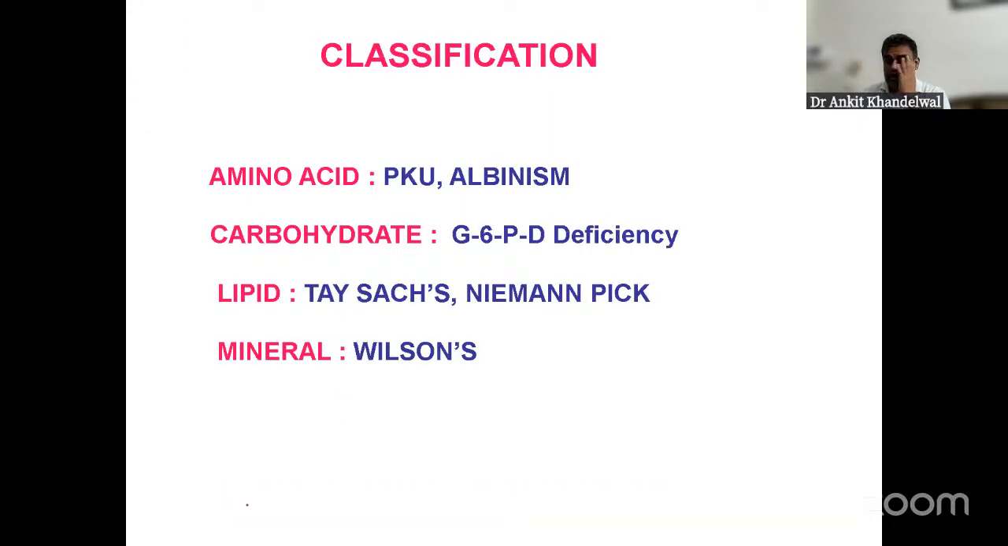Classification: these are all the different disorders. In amino acid disorders, we have PKU. What is PKU? Phenylketonuria. You'll study it in detail in your biochemistry, and later in your second and third year as well, but in the first year you'll study it in detail in biochemistry. Albinism. In carbohydrate disorders, you have glucose-6-phosphate dehydrogenase deficiency. In lipid disorders, we have Tay-Sachs disease and Niemann-Pick disease. In mineral disorders, we have Wilson disease. Mainly, Wilson is a defect in copper metabolism.